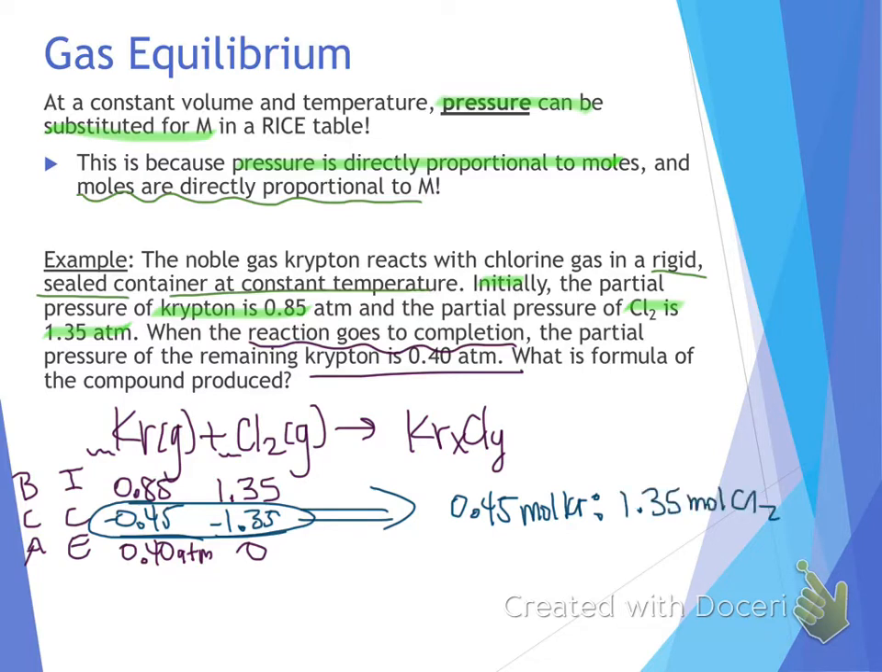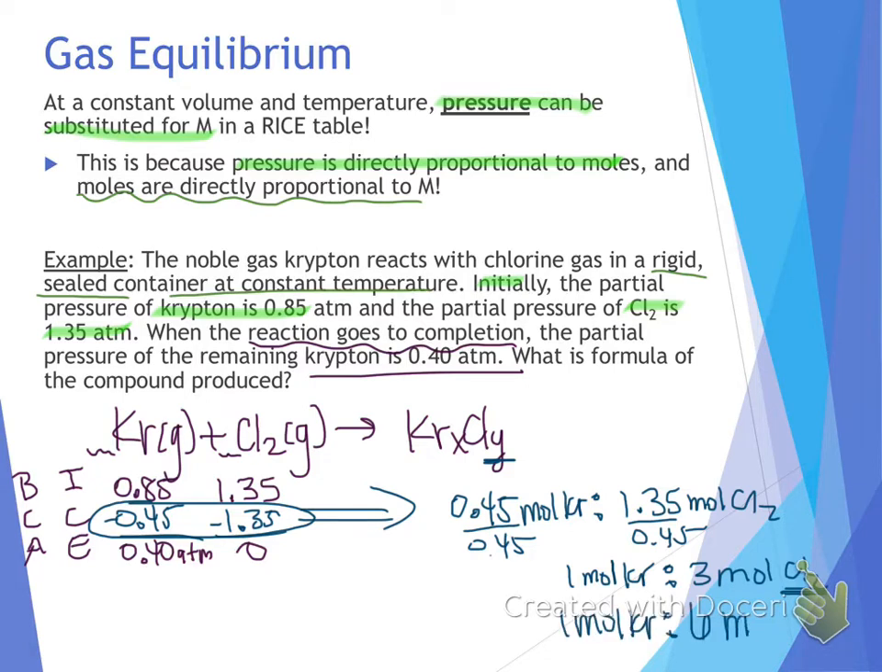Well, now this is kind of looking like an empirical formula problem. I know my krypton and chlorine are reacting in a 0.45 mole to 1.35 mole ratio there, but we need all whole numbers for that ratio. So let's divide both sides by 0.45. If we divide both sides by 0.45, that tells us we have 1 mole of krypton per every 3 moles of Cl2 that reacted. But I don't have Cl2 in my compound. My compound is just Cl. Every 1 mole of krypton, we have 6 moles of just the singular chlorine atoms.